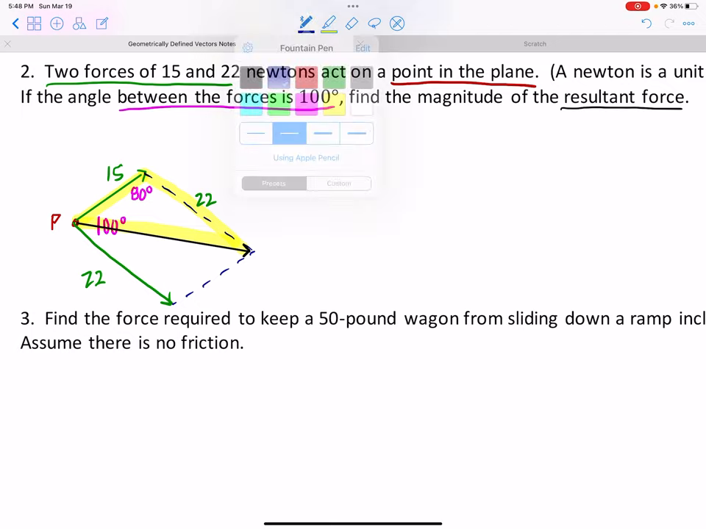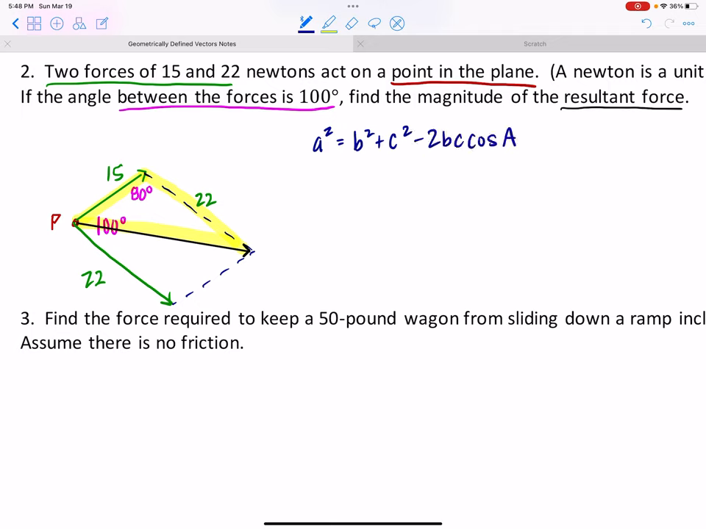So again, just pick a version of the formula. I'm going to pick a squared equals b squared plus c squared minus 2bc times the cosine of a. Again, this is the resultant force that I'm looking for. Again, I'm going to call that r. That's the piece down here. That has to be a, and goes with the cosine of a. This is my angle. This is the side opposite. And then b and c are just going to be the other two side lengths that are in my triangle.